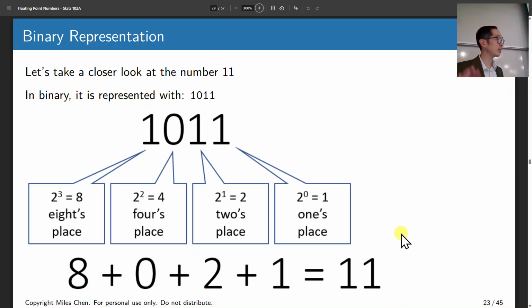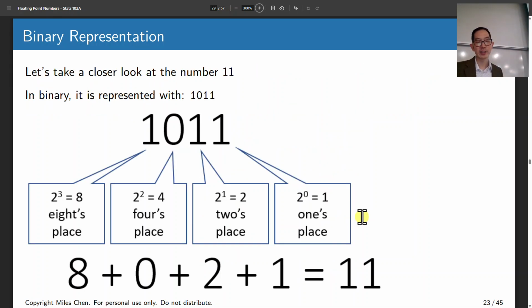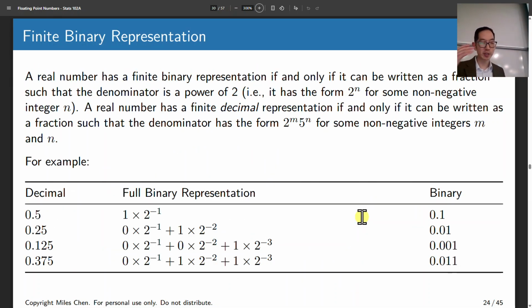Okay, I think most of you have been exposed to binary. If not, just take a moment to go through this table and make sure you understand the pattern that we use to represent binary numbers, okay? We can also represent fractional values in binary, all right?